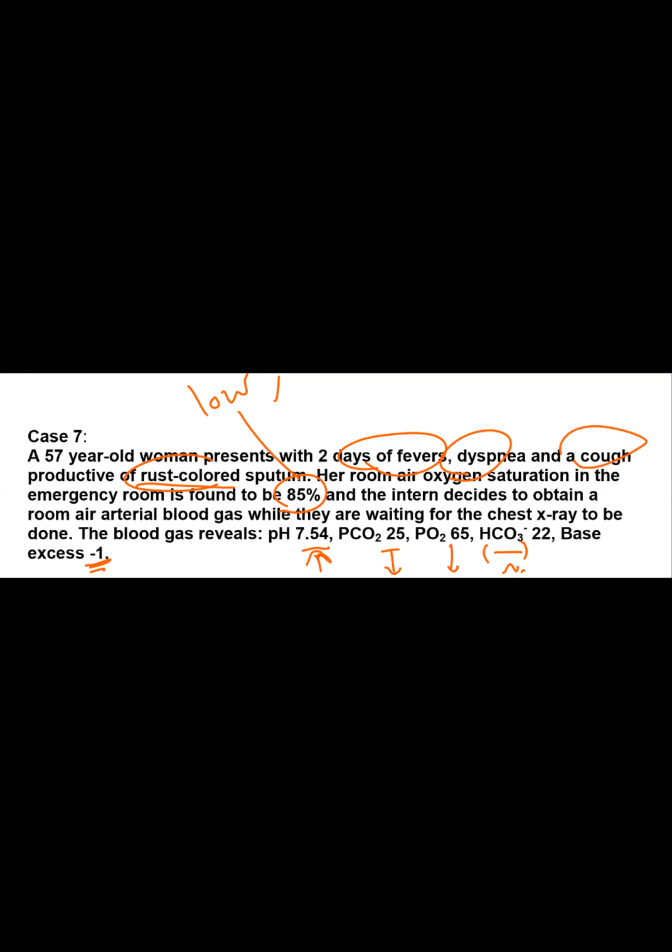Base excess minus one. The pH shows she has alkalosis. The PCO2 is low. The PO2 is... no, wait, don't go. This is alkalosis and this is low. So is it respiratory or metabolic? Respiratory, yes, because this is respiratory loss of PaCO2. So it is respiratory alkalosis.